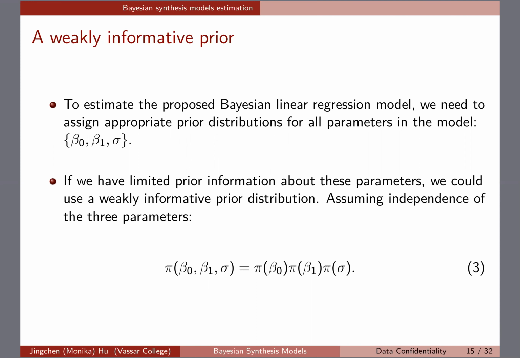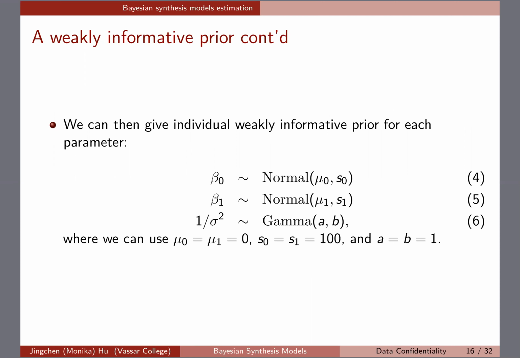Okay. So we're going to assume independence of the 3 parameters. And then for each of them, I already talked about it. Beta 0, beta 1, typically you can use normal priors for them, especially if they can be centered at 0 and with a large spread. So I'm using mu0, mu1 for the means, and S0, S1 for the standard deviation. You can use mu0, mu1 to be 0, and S0, S1 to be 100. You probably wouldn't change that much if you change the value of S0, S1. Here, we're just trying to give a really weak informative prior.